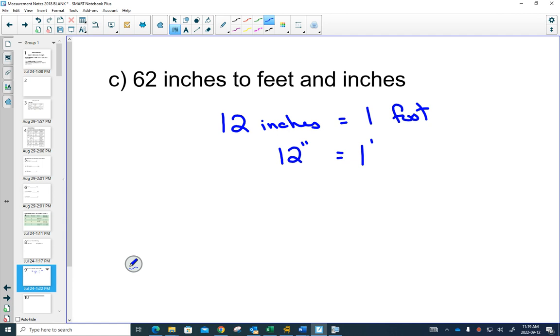Well, you could count how many 12 inches. 12 inches, 24, 36, 48, skip count, 60. And you'd be like, 5 feet is 60 inches. So if you did it that way, you could then say, well, then 62 inches is 5 feet and 2 inches. That's one way we could go about solving this.